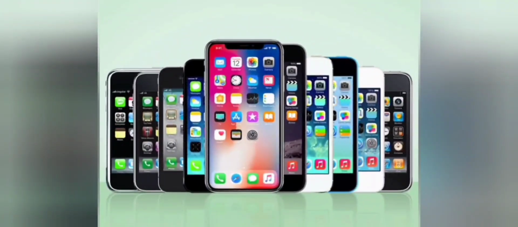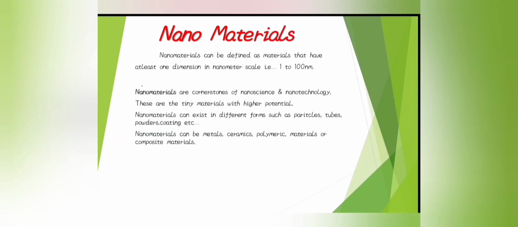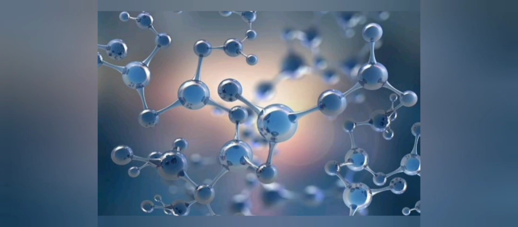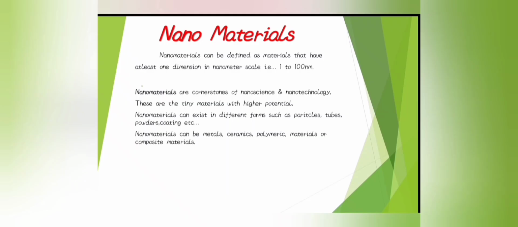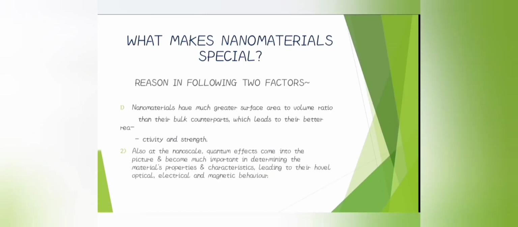Bulk materials are like mobiles, etc. Atomic materials are like metal, iron, etc. In between those materials, we find nanomaterials. Nanomaterials are cornerstones of nanoscience and nanotechnology. These are thin materials with high potential. Nanomaterials can exist in different forms such as particles, tubes, powders, coatings, etc. Nanomaterials can be metals, polymeric materials, or composite materials.